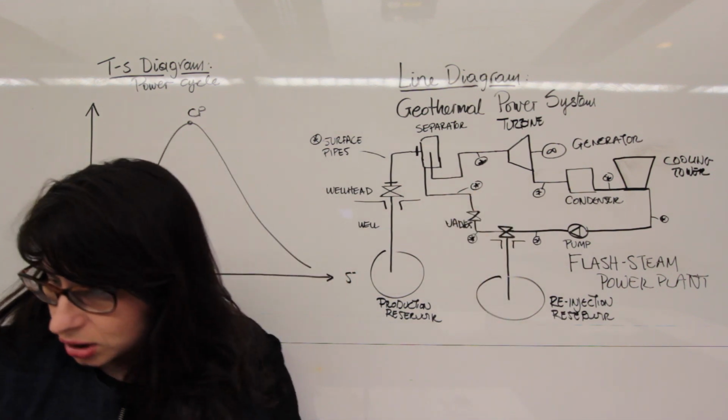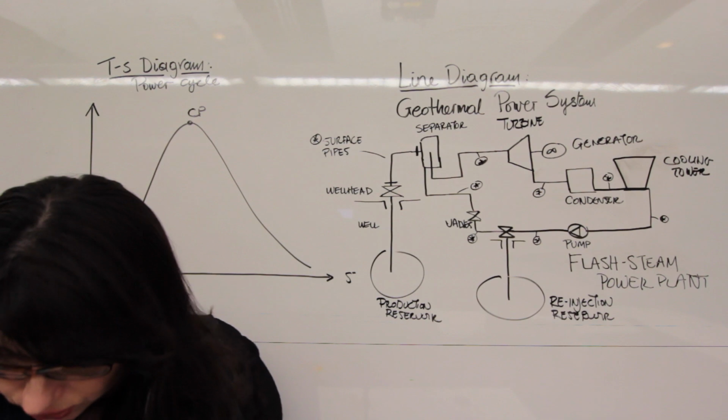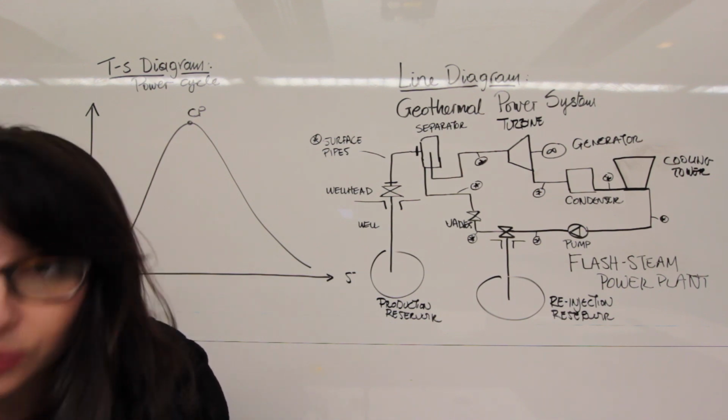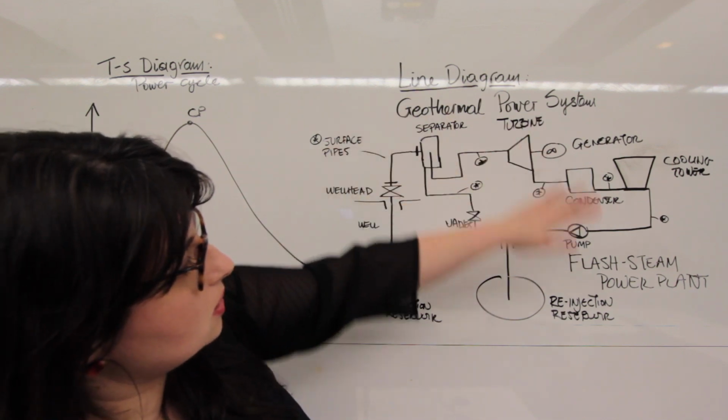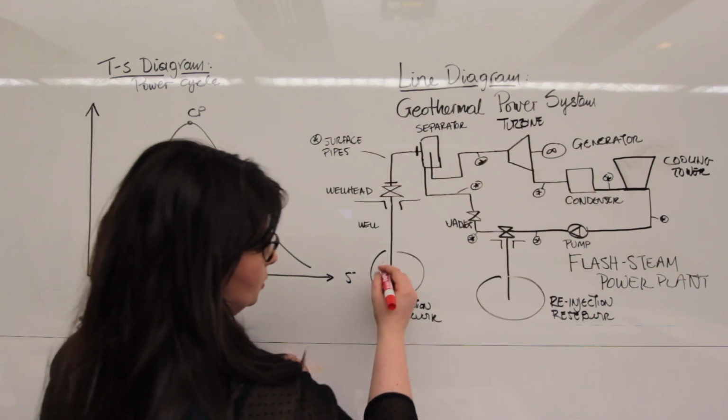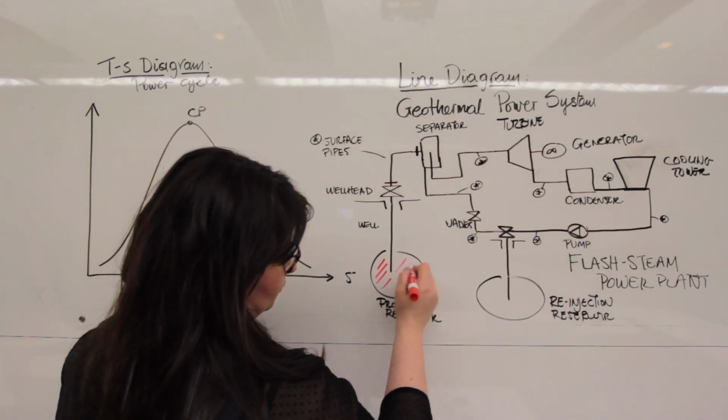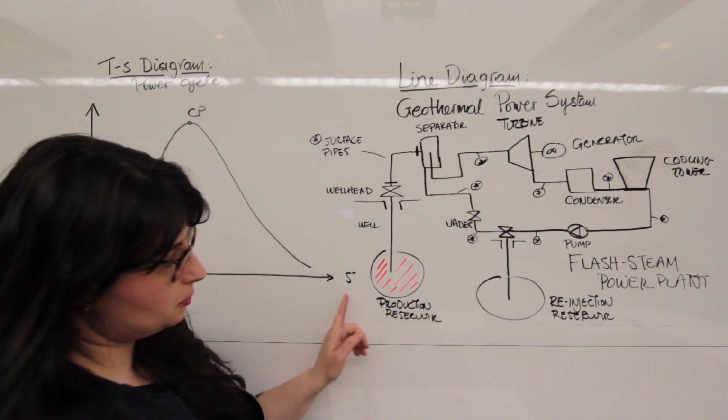All right, let me use some colors. Colors are good, right? Colors are always good. And let's just take this one step at a time. So we are down here. This is the production reservoir.